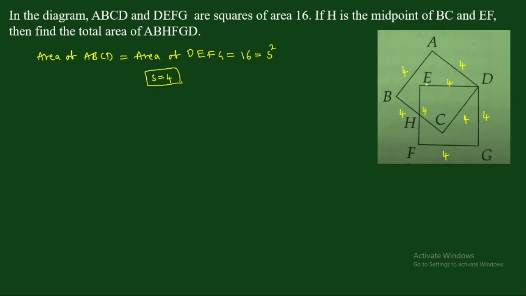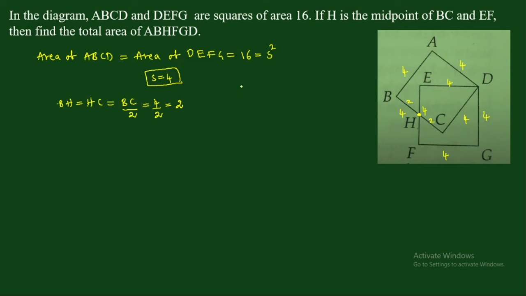What else is given in the problem? H is the midpoint of BC. That means this H divides BC into two equal parts. That is BH is equal to HC is equal to BC by 2, that is equal to 4 by 2 is equal to 2 units. So this is 2 units. This HC is also 2 units.